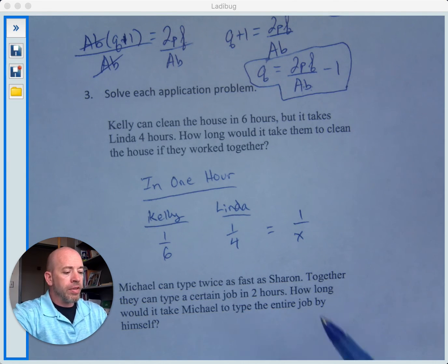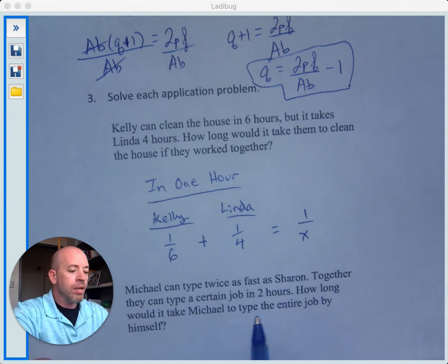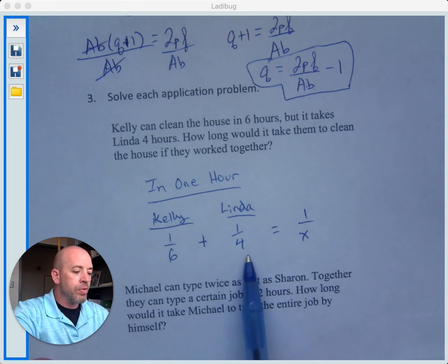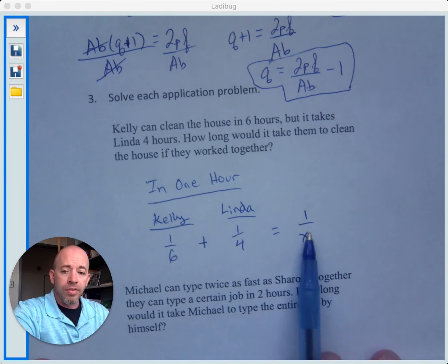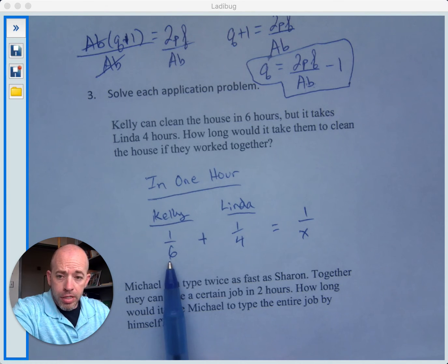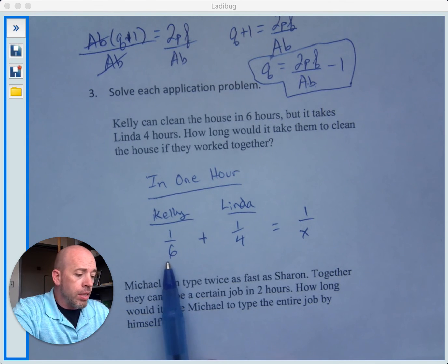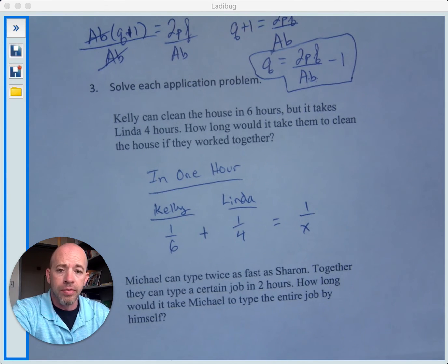But if we can solve for x in this equation, we really put these two together, so we're going to add these together. 1/6 of the job plus 1/4 of the job equals 1 over x of the job. If we can solve for x, we're in business. Now, all we have to do to solve this is what I would do is clear the fractions. Now, you could add these two fractions together. In fact, a calculator can do that for you.